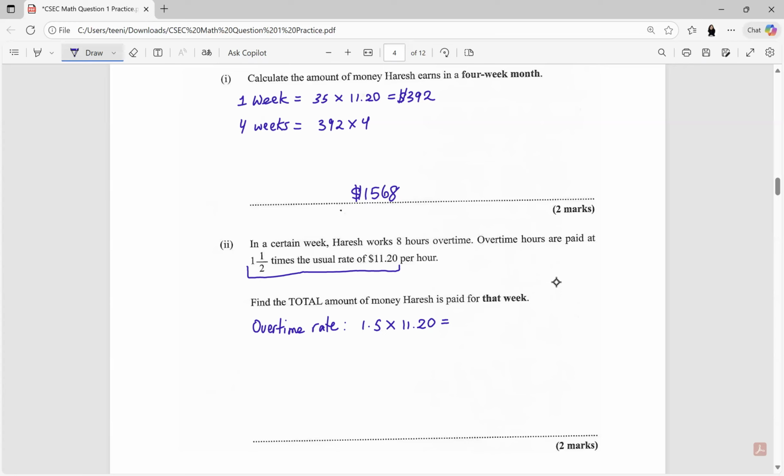Right. So 1.5 times 11.20. Anybody check that as yet? $16.80. Yes, $16.80. So he'll make $16.80 per hour of overtime work. So Isabel, how much would he earn for that 8 hours overtime?